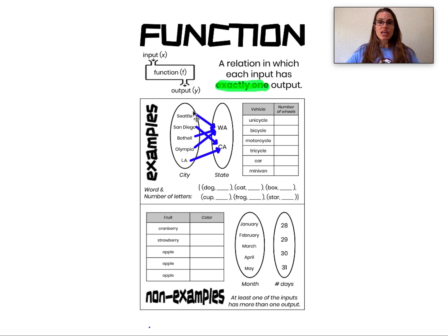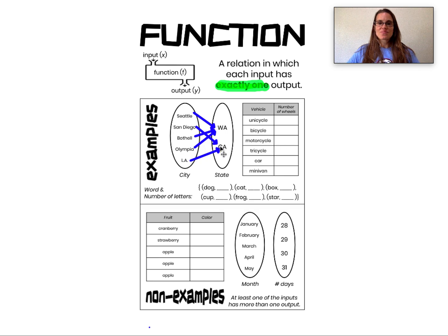Now, this is an example of a function. The input of Seattle has only one output, Washington. It's not in two different states. The input of San Diego has only one output, California. That's the only state it's in. Bothell, input, one output, Washington. Olympia, input, Washington is the only output.